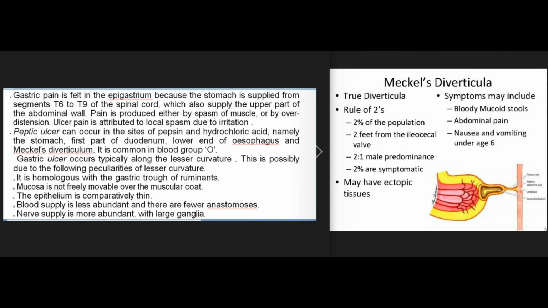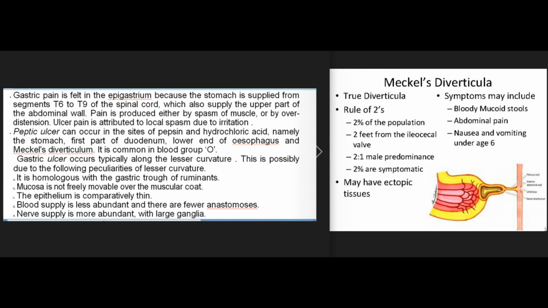Gastric pain is felt in the epigastrium because the stomach is supplied from segments T6 to T9 of the spinal cord, which also supply the upper part of the abdominal wall. Pain is produced either by spasm of muscle, or by overdistension. Ulcer pain is attributed to local spasm due to irritation.